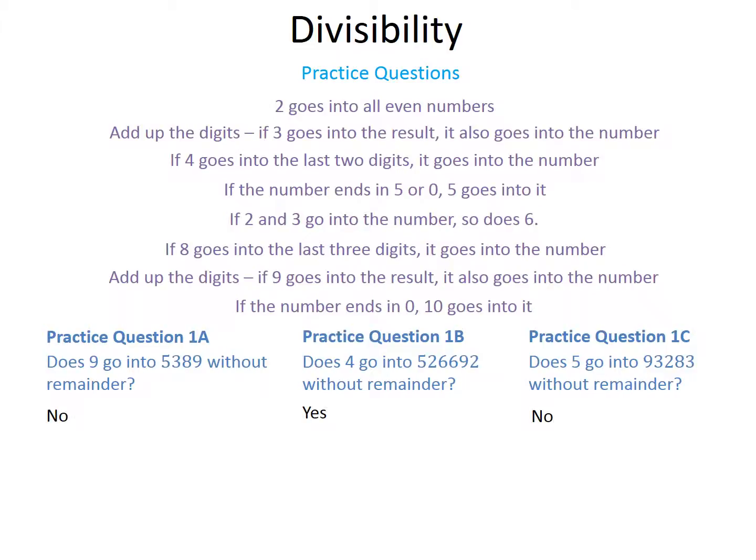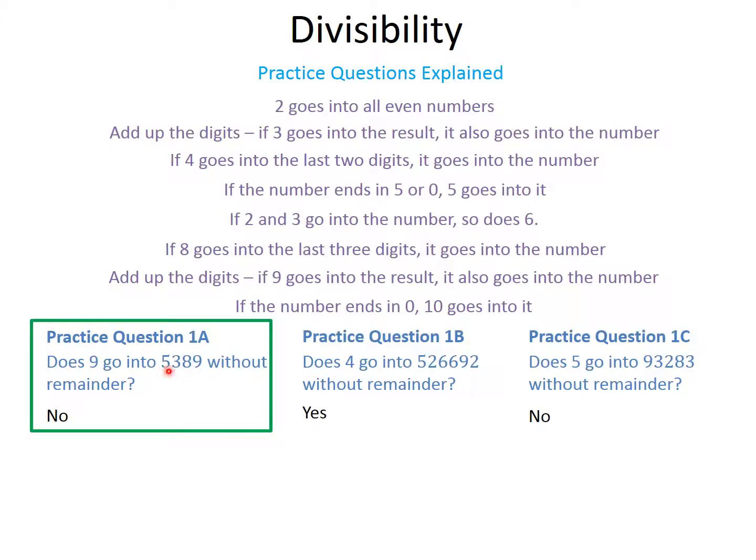And there we go. With the answers there, notice there's no working. Like I said, do a lot of this stuff in your head, hopefully, and you'll be able to get pretty quick at it. So with the first one, does 9 go into it? I added up the digits. I went 5 plus 3 is 8, plus 8 is 16, 16 plus 9 is 25. Does 9 go into 25? No, it doesn't. That means it doesn't go into the number. I just wrote down no.